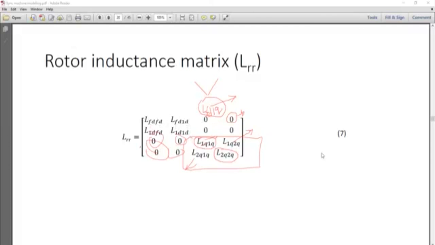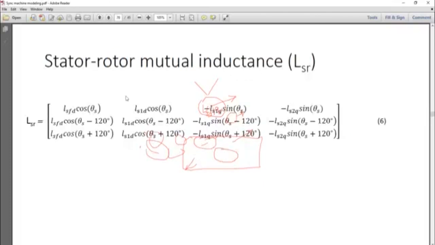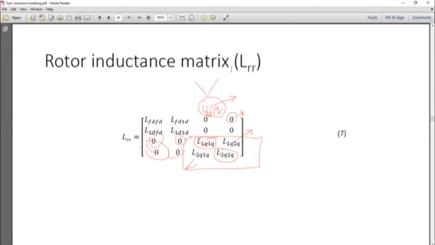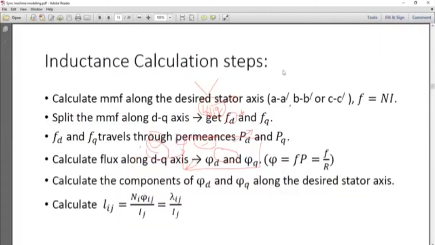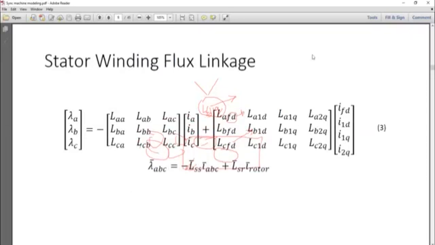We will conclude here today because we are already over time by 6 minutes. What we have done today is go through the inductance calculations and seen how to derive them. We have seen the stator to stator inductance calculation, both mutual and self. We have seen the rotor to stator, or stator to rotor, mutual inductance. And finally, we have done the LRR rotor inductance matrix calculation.